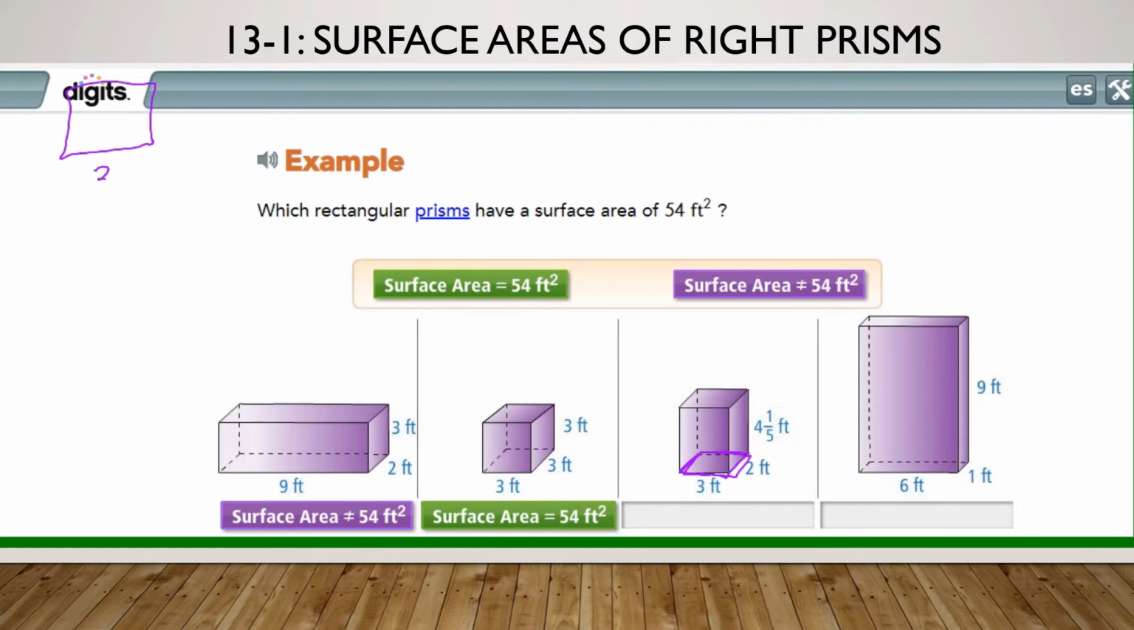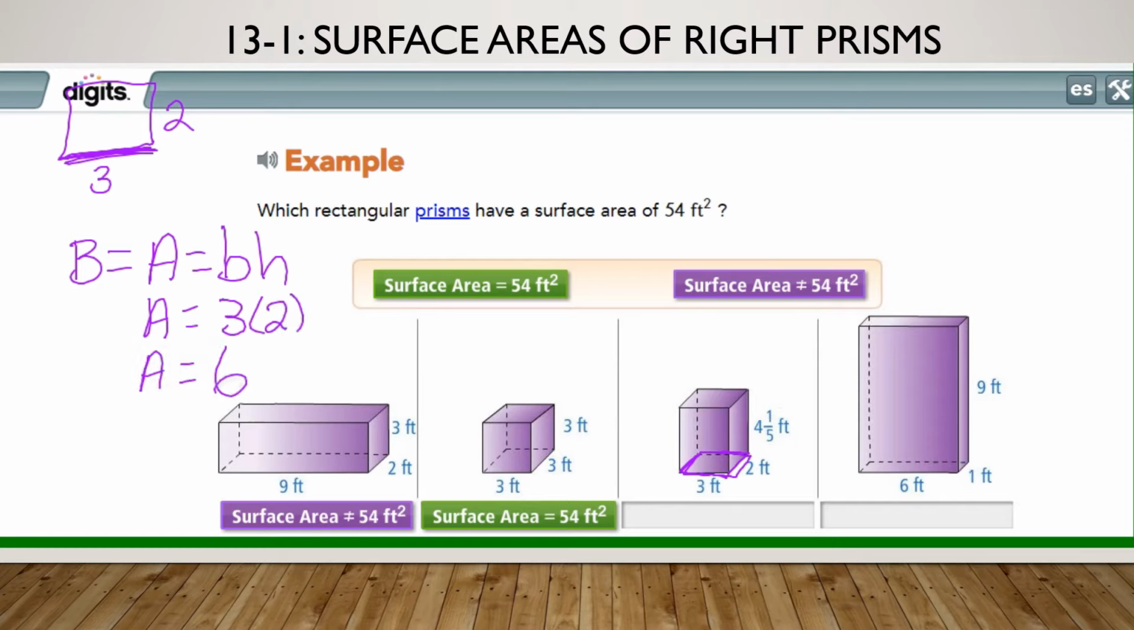My base of this will be 3 and the height will be 2. So we're going to find the area of the base. So capital B equals A, and then we have to find what the formula for area of a rectangle is, which is just base times height. So the base of this will be 3, and then the height will be 2. So the area of the base will be 6, and that's feet squared.